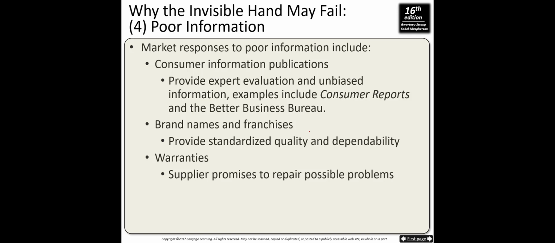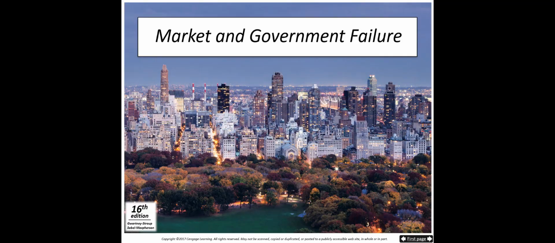Another one is brand names and franchises. So a product becomes a brand if the quality is standardized, right? Over the time you consume the product, you receive the same quality, and for that reason it becomes famous. For instance, Best Western Hotels provides more or less similar quality whether you go to one in America or one in Turkey. Since you know the standard quality of that hotel, you might choose it without any doubt. Another one is warranties. A supplier's promise to repair possible problems is a way of markets responding to poor information.